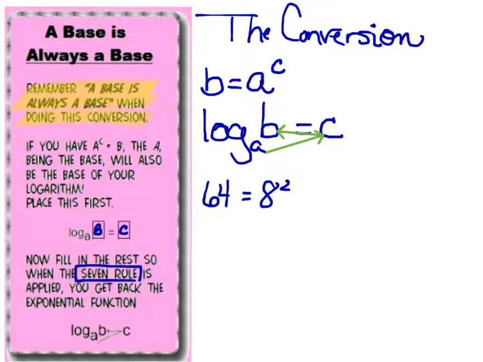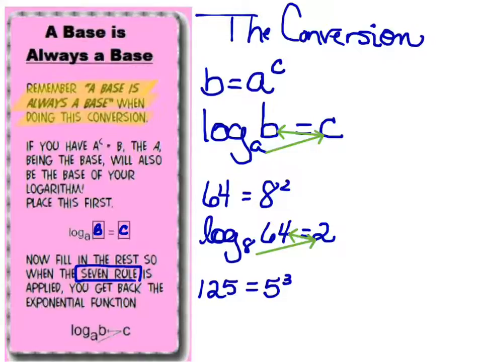So let's take a look at a couple examples. This is a true statement: 64 is equal to 8 squared. So we're going to convert it into its equivalent logarithmic form. So we're going to start with the word log. And the base is always the base. So the base is 8, so I'm going to put the 8 there. And I'm going to set this equal to the exponent. So the 64 joins the logarithm, and we set it equal to 2. And there's the 7 rule: 8 squared equals 64.